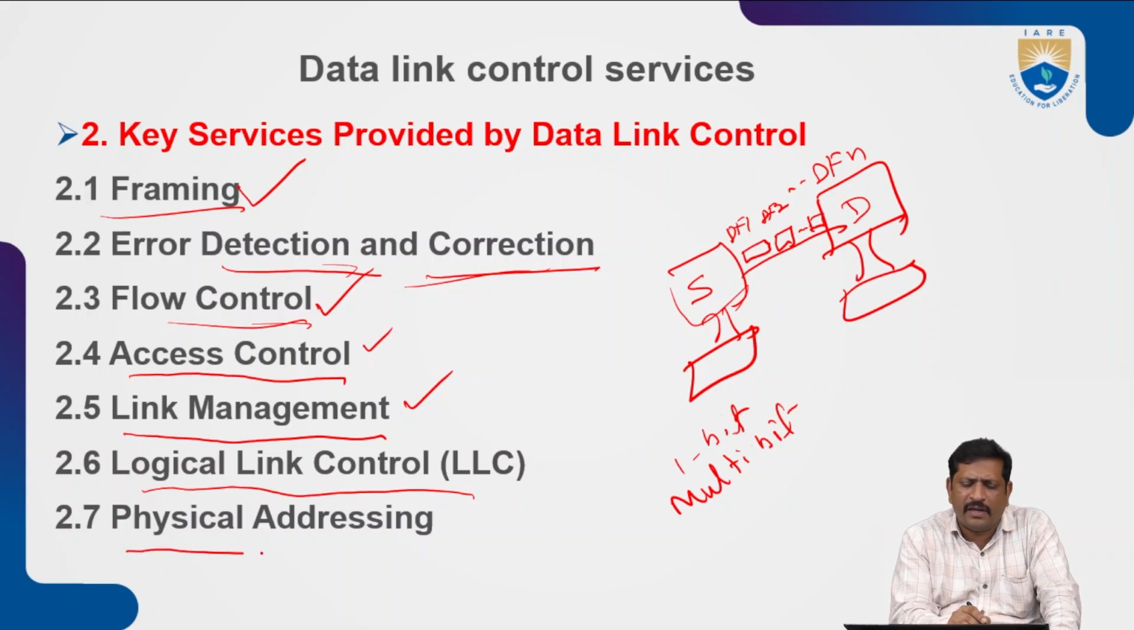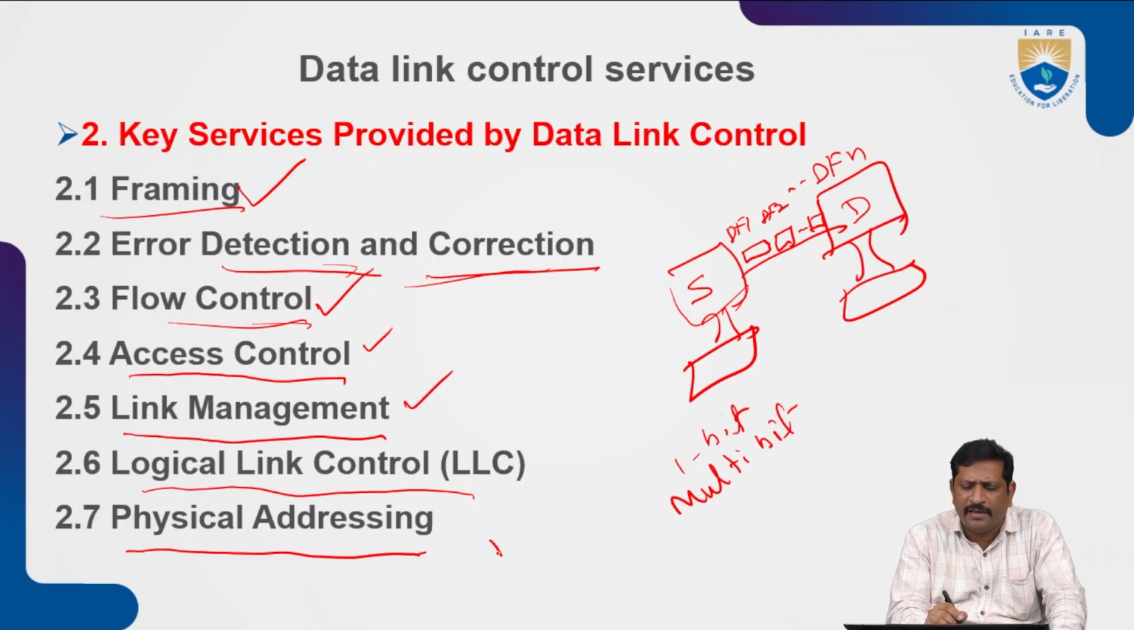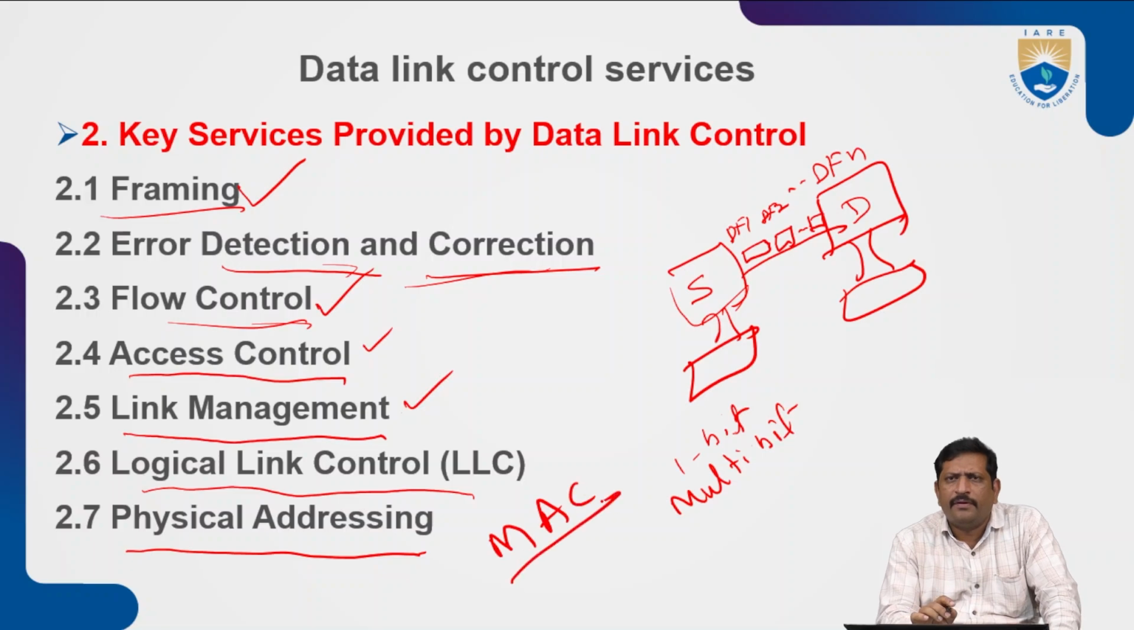Physical addressing is nothing but each and every system having its own unique physical address. That physical address we can simply call a MAC address. Each and every device has its MAC address. With the help of the MAC address, the destination devices can be identified. The communicating devices can be identified, and by identifying them, the data can be transferred from the source to the destination.